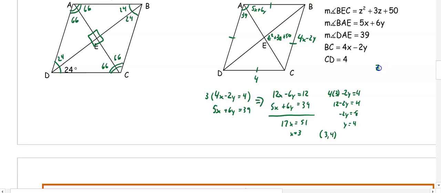We also know z squared plus 3z plus 50 has to equal 90 degrees at the center of the rhombus. So we can move the 90 over. Z squared plus 3z minus 40 is equal to 0. So we need two numbers that multiply to negative 40 and add to 3. So we have z plus 8 and z minus 5 is equal to 0. So z is negative 8 or positive 5.